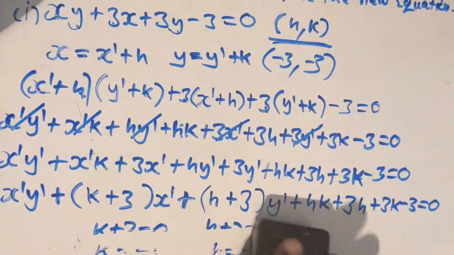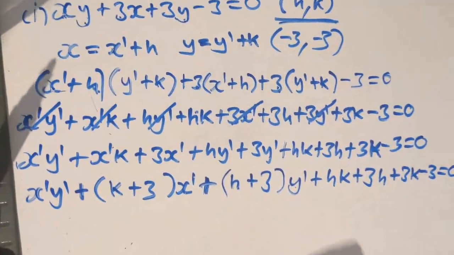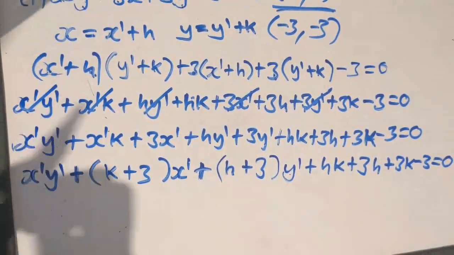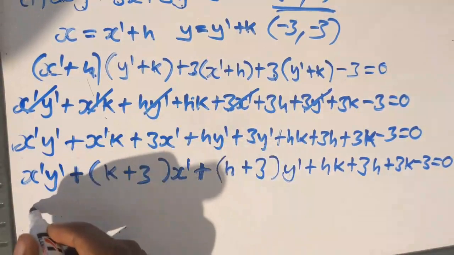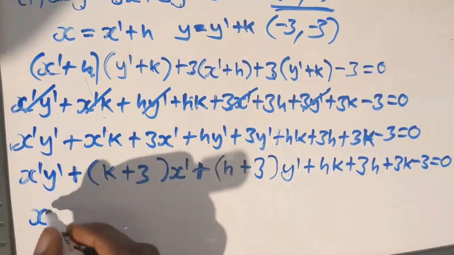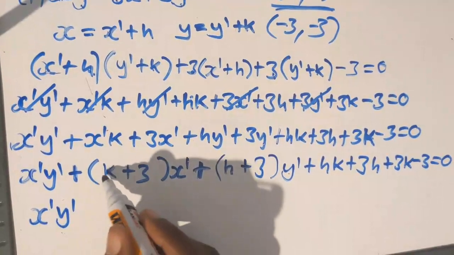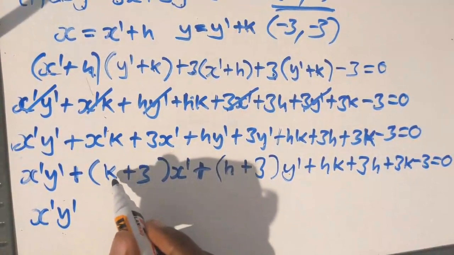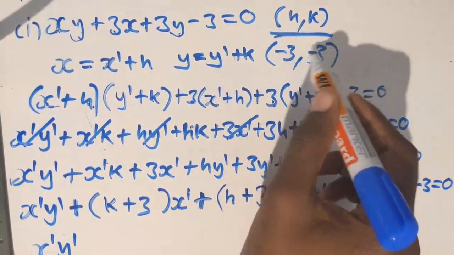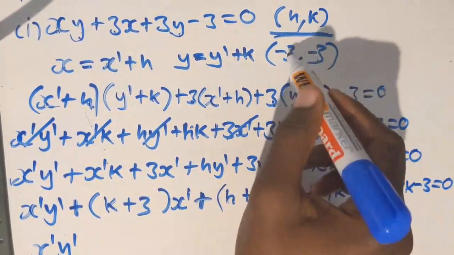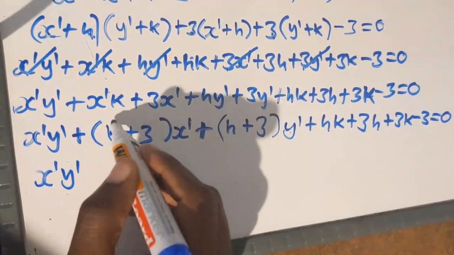Now if you want to find the new equation, this is what you do. Use the same equation that we have here. You just copy the x prime, y prime, then where there is k, substitute the value of k. The value of k that we have found is negative 3, and the value of h is negative 3. So where there is k, you put negative 3 here.